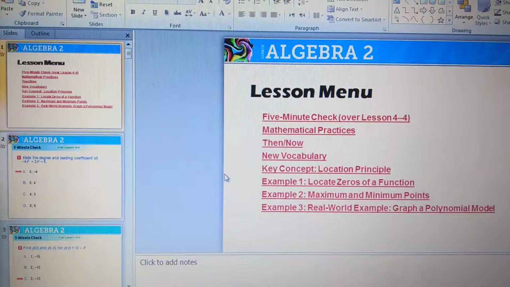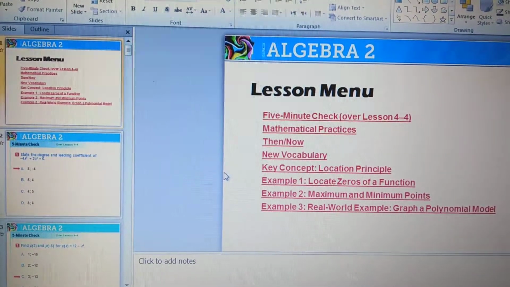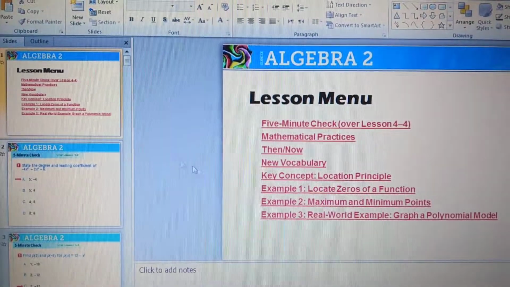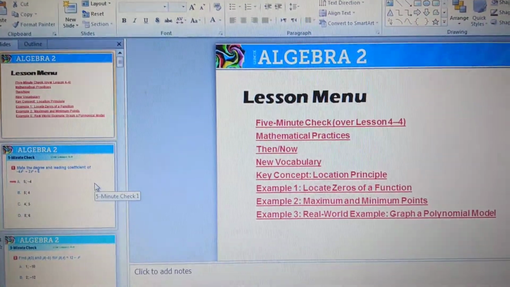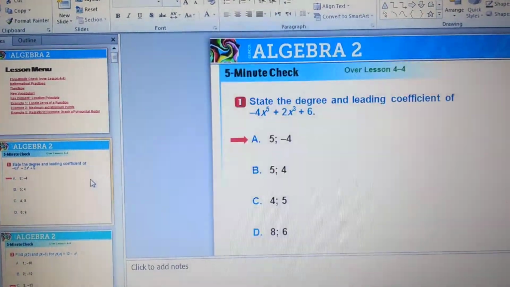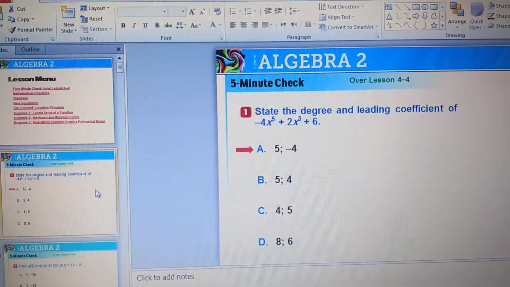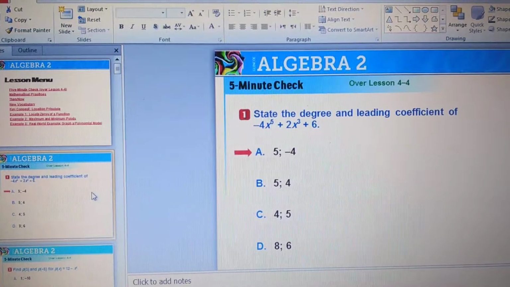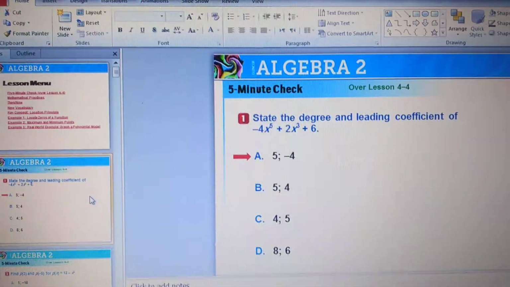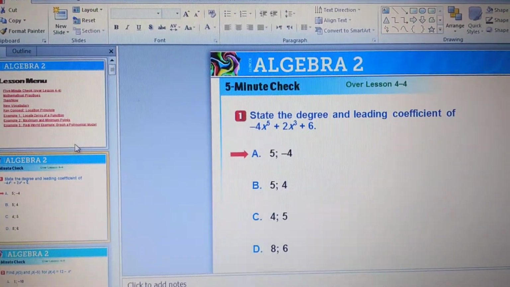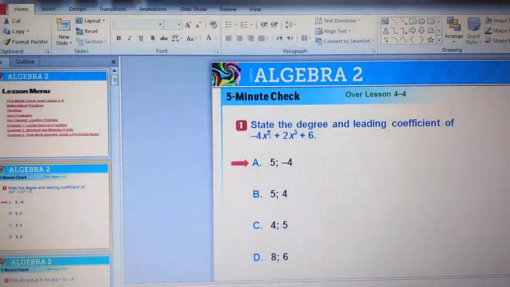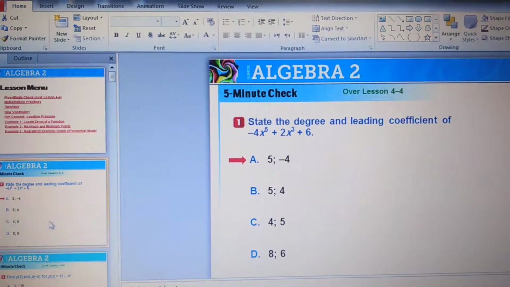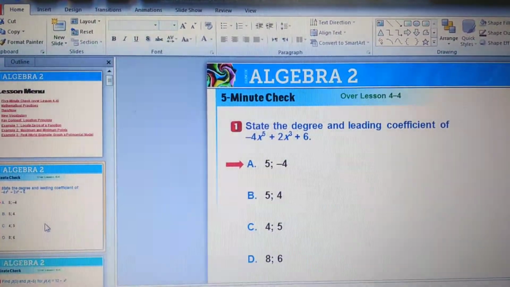Today our lesson is analyzing graphs of polynomial functions. As usual, we have some slides as revision for the previous lesson. State the degree and leading coefficient of negative 4x to the power 5 plus 2x cubed plus 6. Here the degree is 5 and the leading coefficient is negative 4. The answer is here. The same, we have many slides.